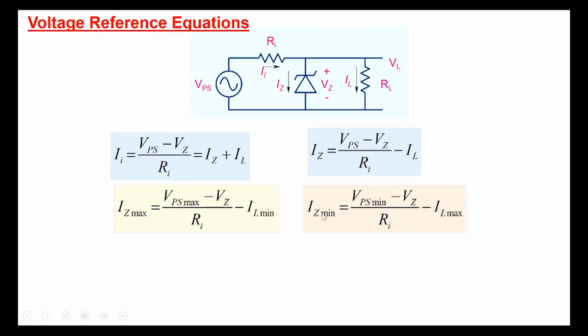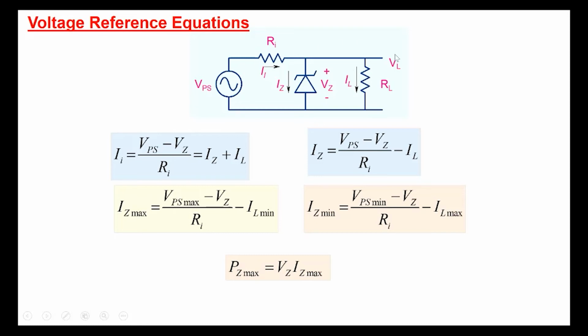So we are interested in minimum Zener current also because we want to stay in the breakdown mode. And if IZ minimum becomes too low, then our circuit will not act like a good constant voltage element here. And of course, then we can calculate PZ maximum. The maximum power dissipation will be equal to VZ into IZ maximum here. So these are the equations.